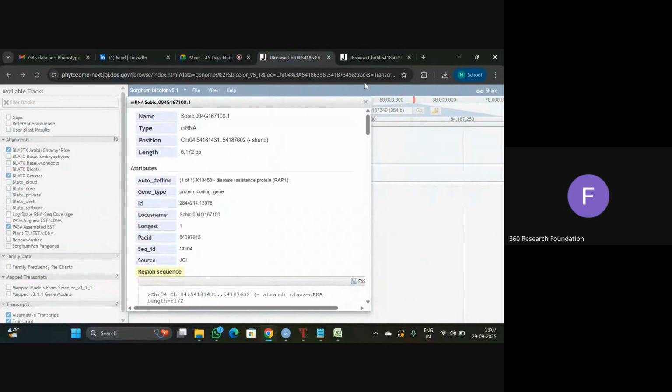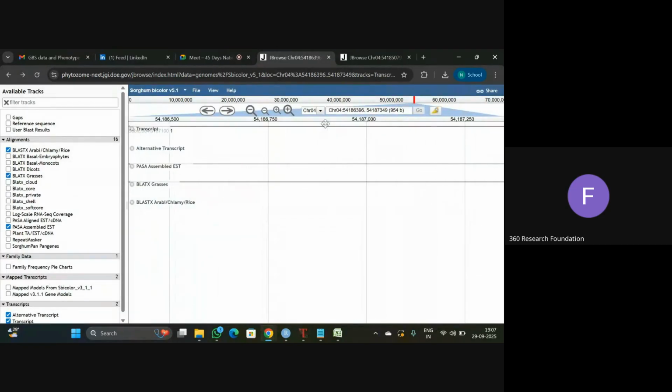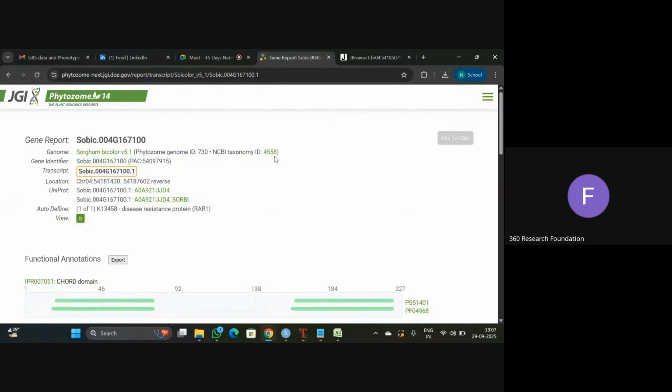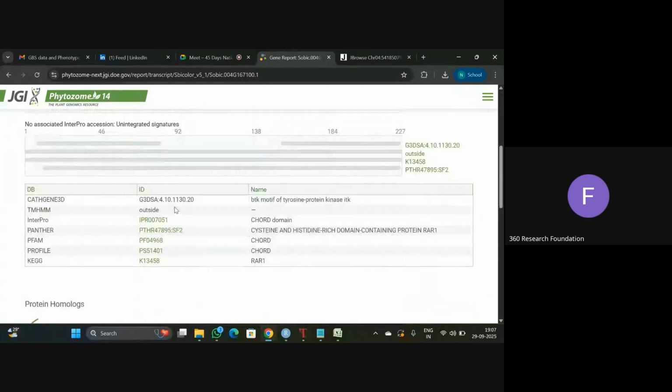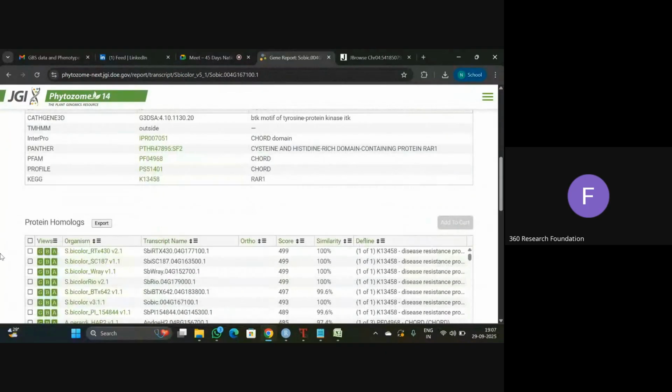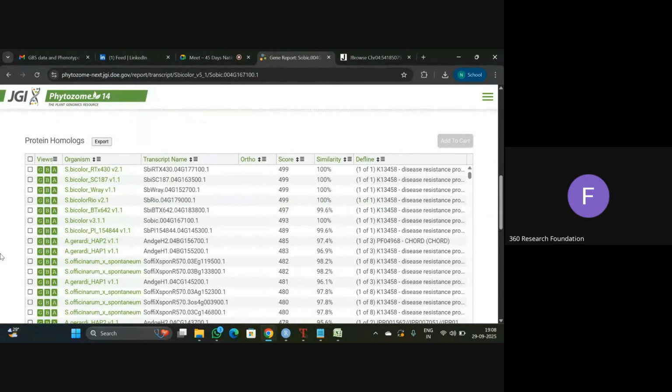So just now, that 10th chromosome, you can check in 5.1. Yeah, see. In 5.1, again we will get this new gene ID. This is the total functional information in this database. After that, here we got the protein homologs. So what is meant by homology? What is the meaning of the word homology?